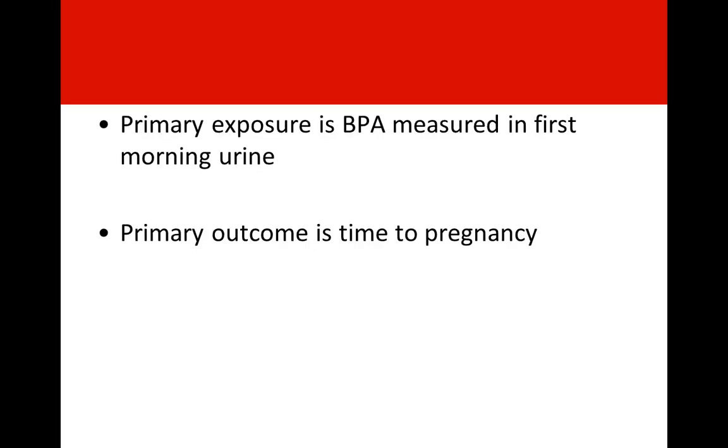So the primary exposure that we're measuring is BPA, bisphenol A, that plasticizer that people care about, in first morning urine. And our primary outcome for this study is actually time to pregnancy. Why do we do that? Because pregnancy takes too long. On the scale of a study period that's funded for 5 years, I don't really have time to recruit people, wait for them to get pregnant, wait for that baby to be born in order to see a pregnancy outcome as a part of this. So that's why our primary outcome is time to pregnancy.